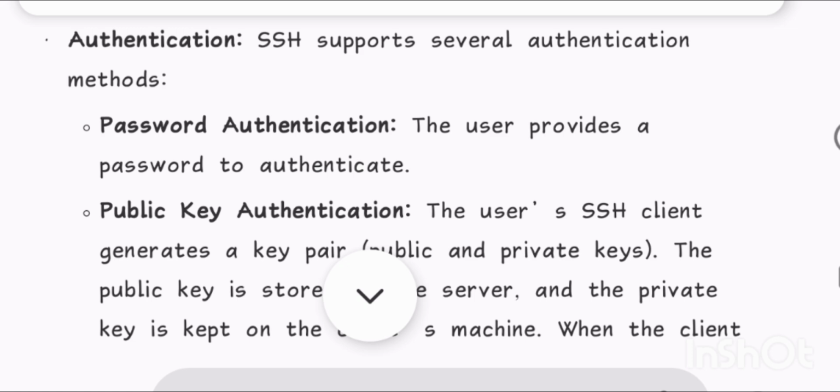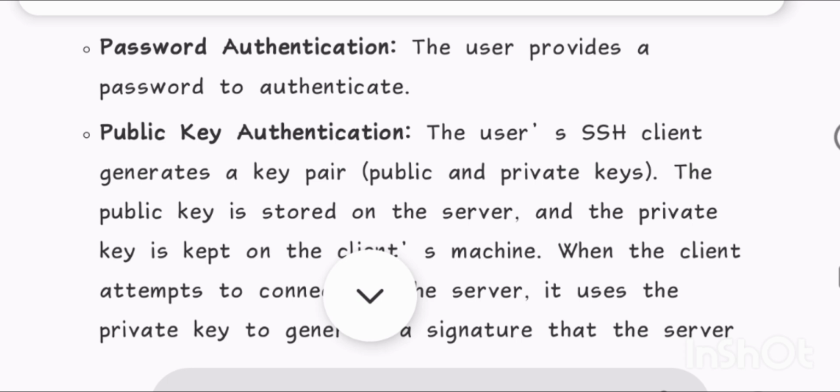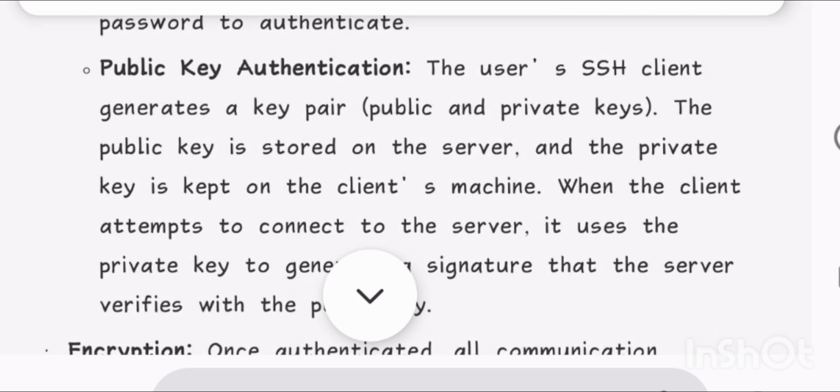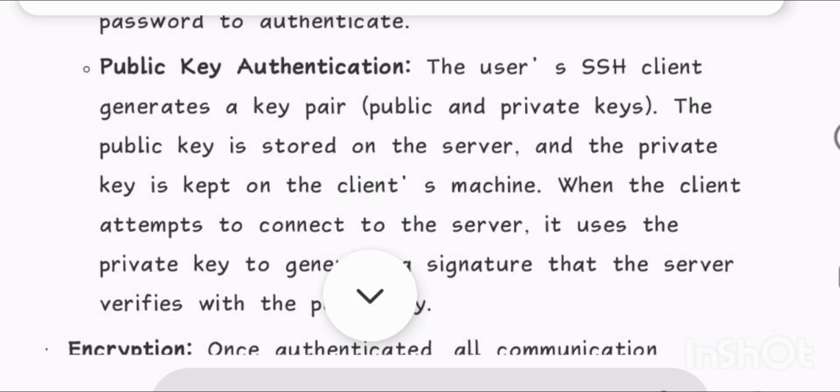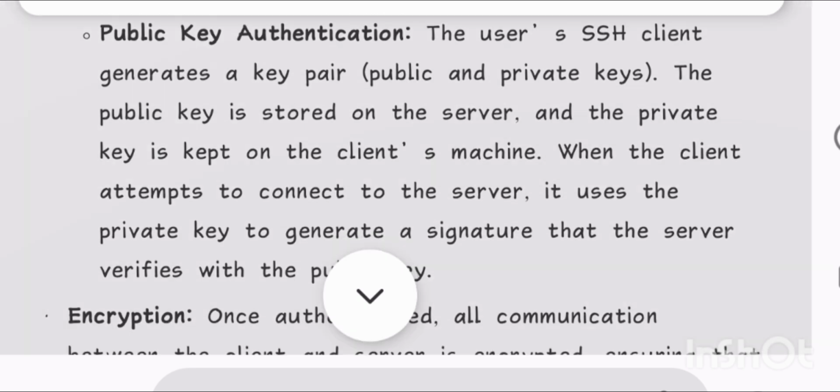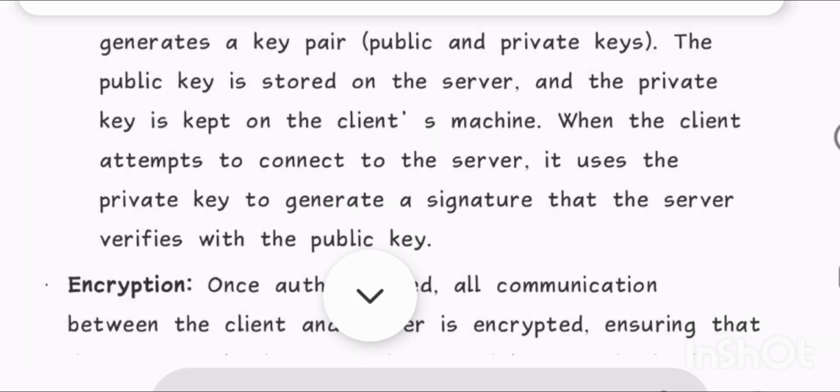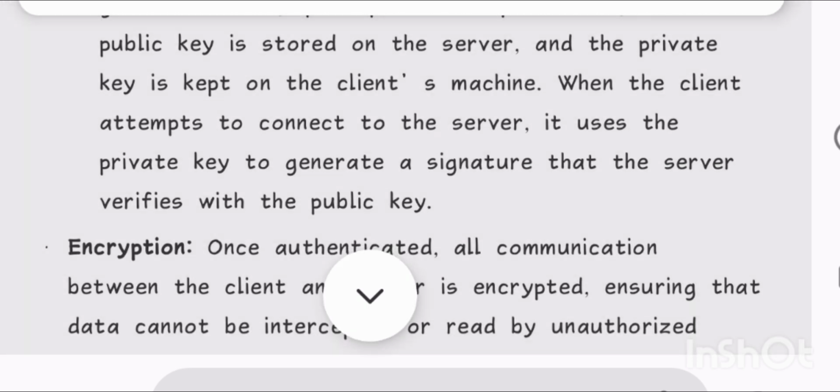Authentication. SSH supports several authentication methods. Password authentication: the user provides a password to authenticate. Public key authentication: the user's SSH client generates a key pair, public and private keys. The public key is stored on the server, and the private key is kept on the client's machine. When the client attempts to connect to the server, it uses the private key to generate a signature that the server verifies with the public key.